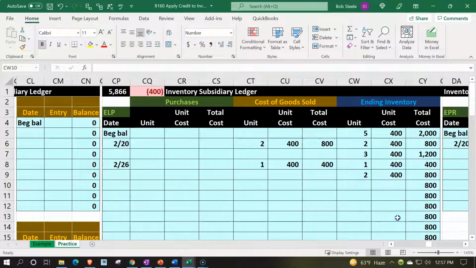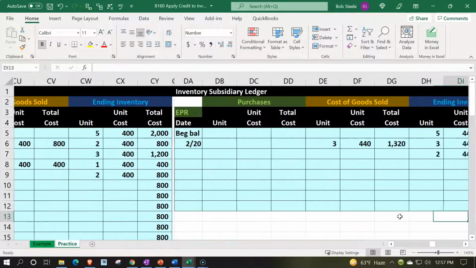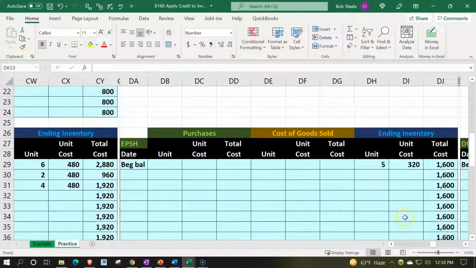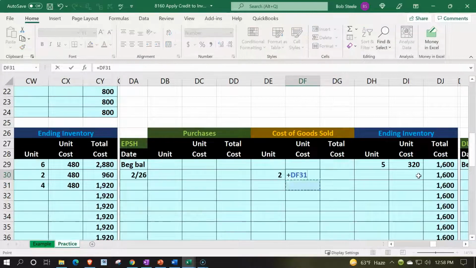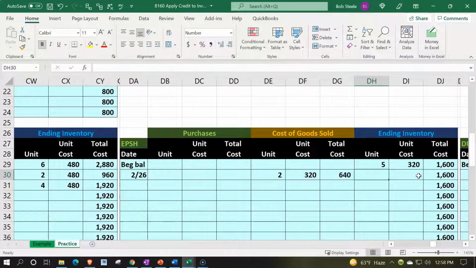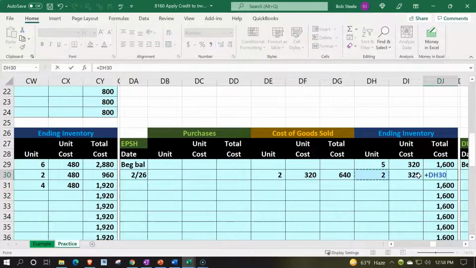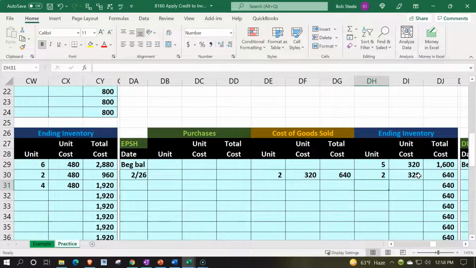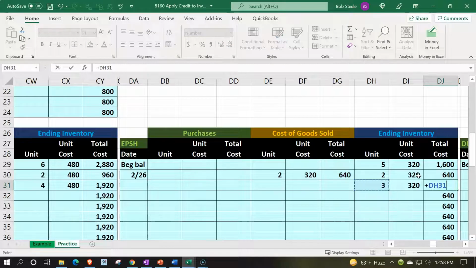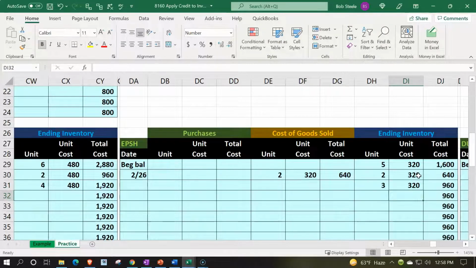We're also going to say that we sold one of those EPSHs, which are going to be over here and then down. So it's going to be right there. And so this happened on 2/26 as well. Same invoice we're populating, 2/26. Cost of goods sold area, we're going to say we sold 2 of those. They cost $320. So 2 times 320 is 640. So we'll pull that over to the ending balances. So 2 times 320 is 640. We had 5 units minus 2 units. That gives us 3 units left at the 320. So 3 times 320 means we've got 960 left.